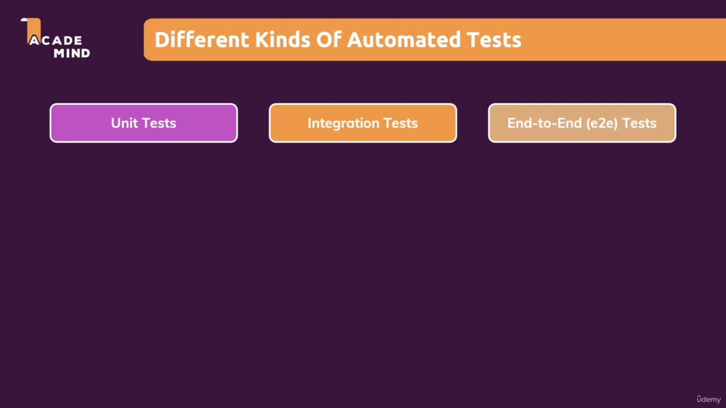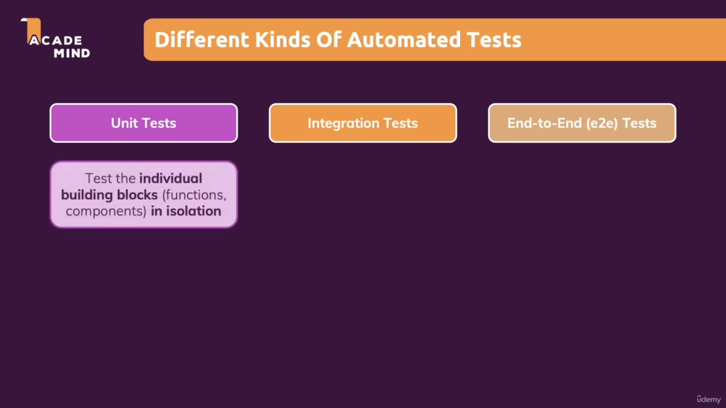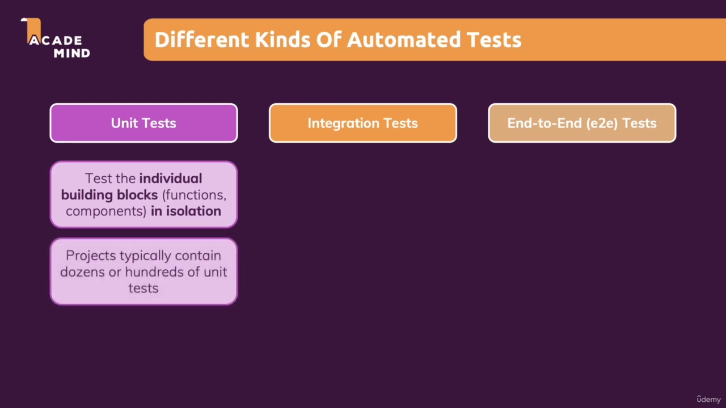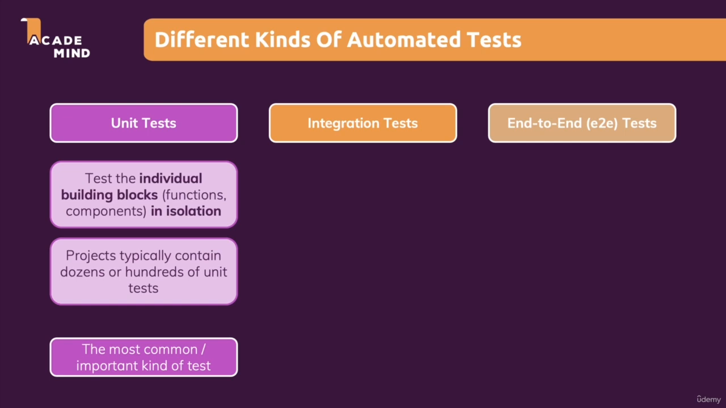Unit tests are all about writing tests for the smallest possible units of your application. So for functions, individual functions that you use in your application, or in case of React apps, testing some components independently from the other components in your app. And therefore, projects typically contain a lot of unit tests, since you basically want to test all the units, all the functions and components that make up your application. And hence, this is the most common and important kind of test.